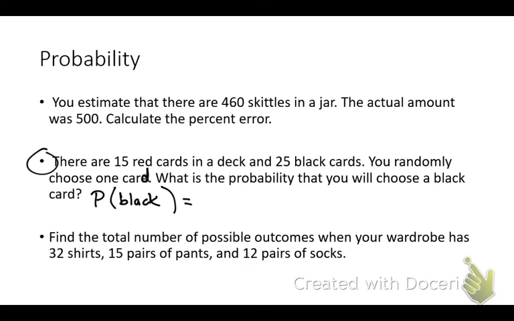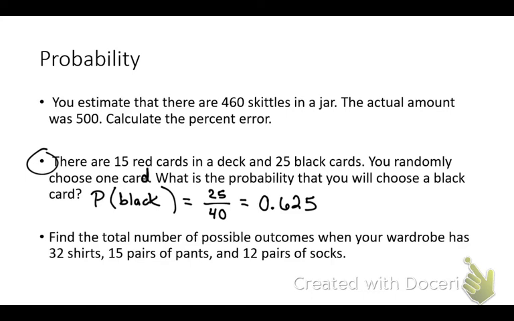25. Out of how many total cards are in the deck? 40. How did you get 40? I don't see a 40 in the problem. Because if there's 15 and 25, that makes 40 total cards. Now, your answer options will be percentages. So when you divide this, you will get 0.625. But that doesn't really mean a whole lot to us, right?